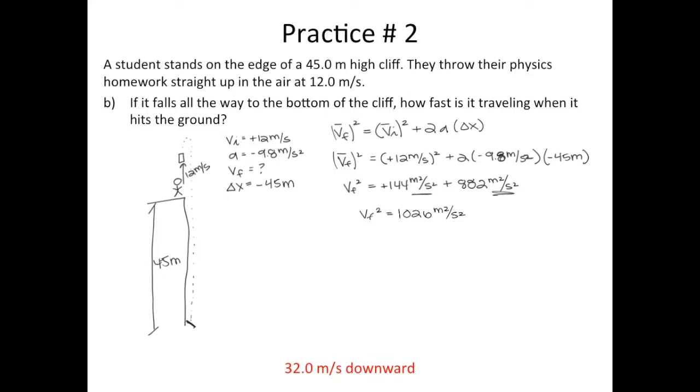To get v final and get rid of that square, we need a square root. So we'll square root both sides. So v final equals, now if you remember from your math class, the square root of something is always plus or minus that value.